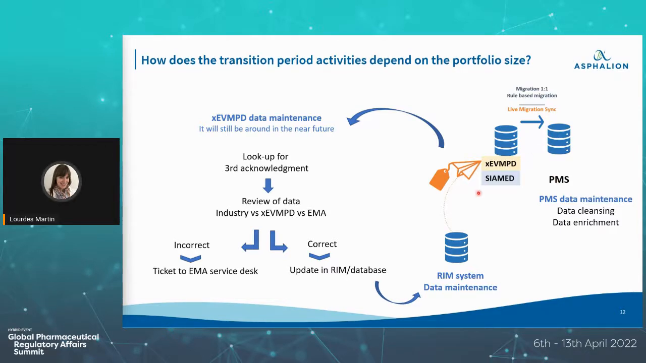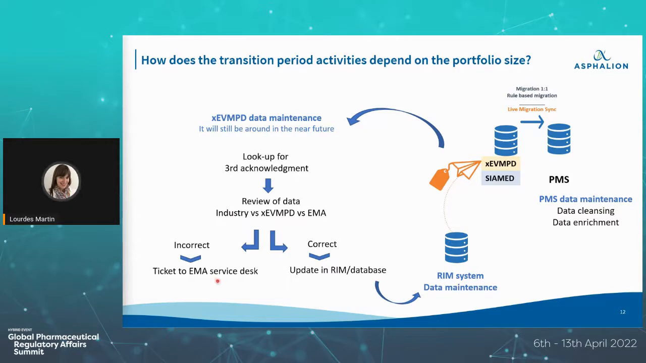But until then, we also know that we still have to do the submission to XVMPD. And one important thing to have in mind is that when we have this submission to XVMPD, we have to keep an eye on the XVMPD data maintenance, especially now that we know that it will still stay around in the near future, or we don't have a clear date from when it will be decommissioned. So one important step is to look for the third acknowledgement to review the data. And this will be a review and an analysis of what data the EMA has, what data is in XVMPD, and what data we have in our systems.